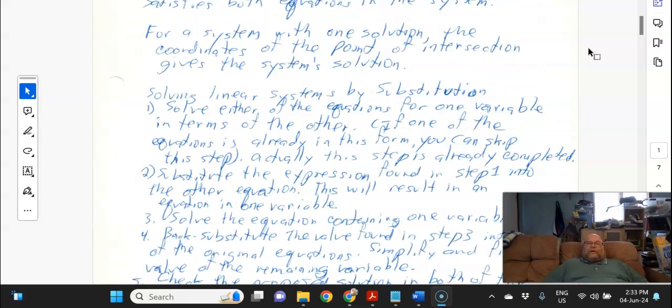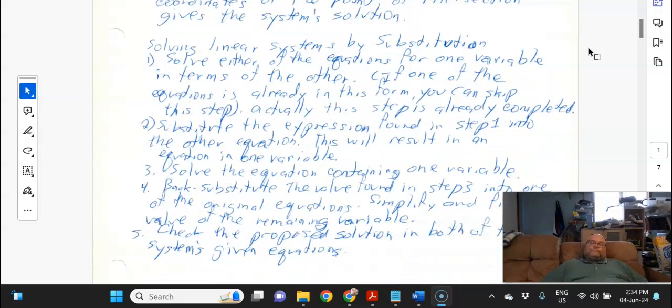We can graph both lines and see where the two lines cross. This is generally a crude way of approaching things. It can be accurate if you're careful, but it can be difficult to have that accuracy. You can use digital graphing tools to help you with this as well.